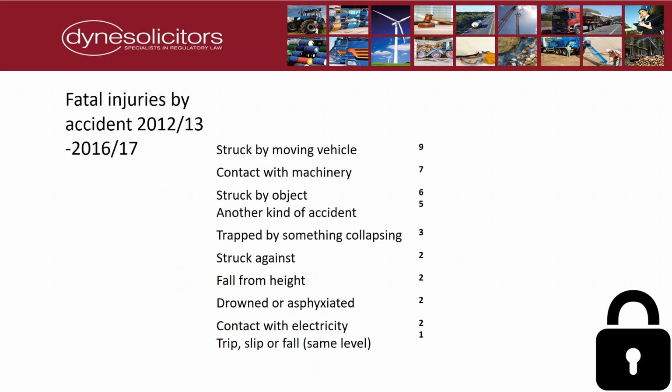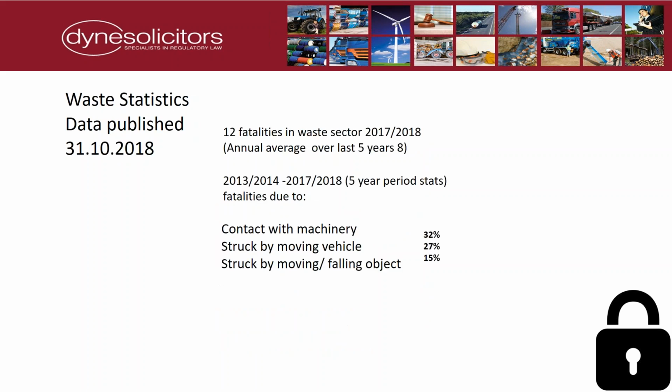Analysing HSE data a little more closely, we can see that in the 5 years ended 2016-17, being struck by a moving vehicle was the most common cause of fatalities, contact with machinery coming a close second. Then looking at the latest reference period, as we heard in Geoff's part of the presentation, we see for the first time the principal cause of fatality in the waste sector has flipped, with contact with machinery now exceeding being struck by a moving vehicle. What this tells me is that contact with machinery and moving vehicles usually has one outcome, a workplace death.